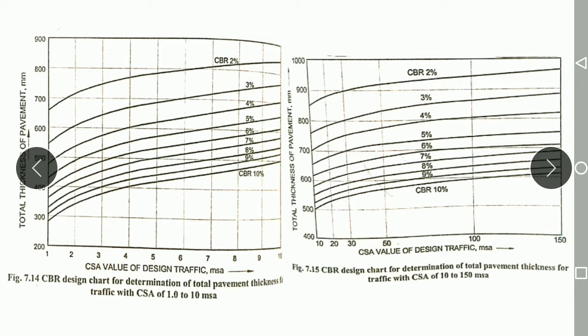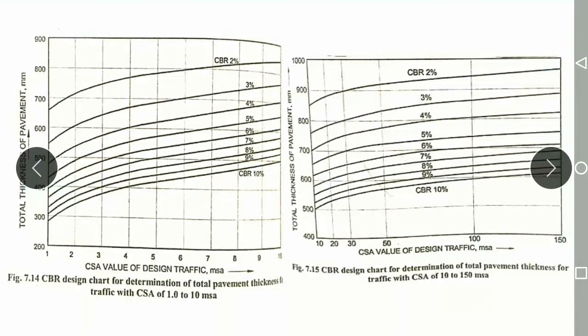So what is the main thing here? This chart, 7.14, is used when the cumulative number of standard axles lies between 1 to 10 MSA. If it is 1 to 10 MSA, then only we will use this chart. You calculate the cumulative standard axle value, and based on this value, if it is 1 to 10 MSA, that is million standard axles, MSA indicates million standard axles, then only you can use this chart.